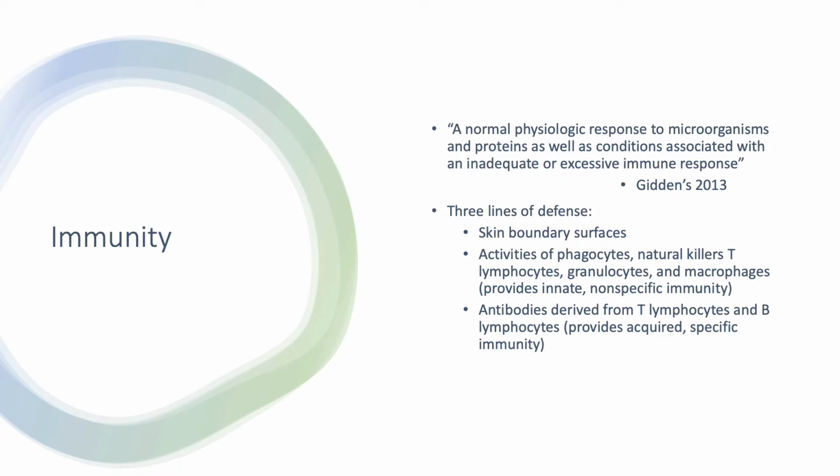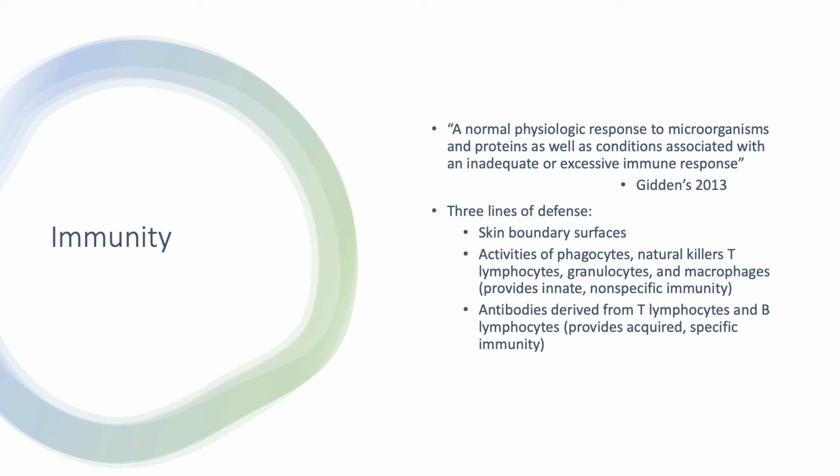So immunity is, according to Giddens, a normal physiologic response to microorganisms and proteins, as well as conditions associated with an inadequate or excessive immune response. And so we're going to talk about both inadequate and excessive immune responses. But first, we're going to just do a brief review of the immune system.